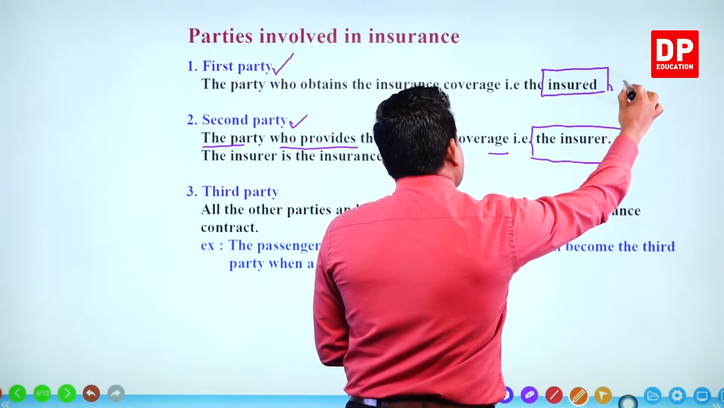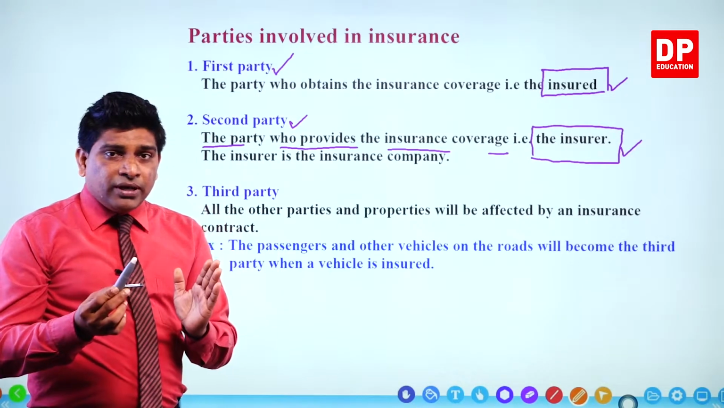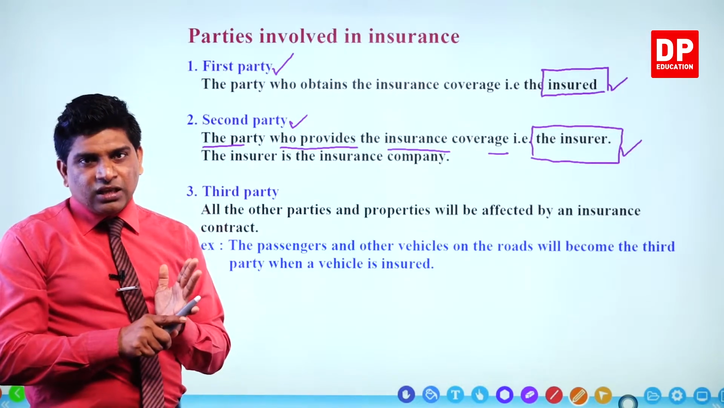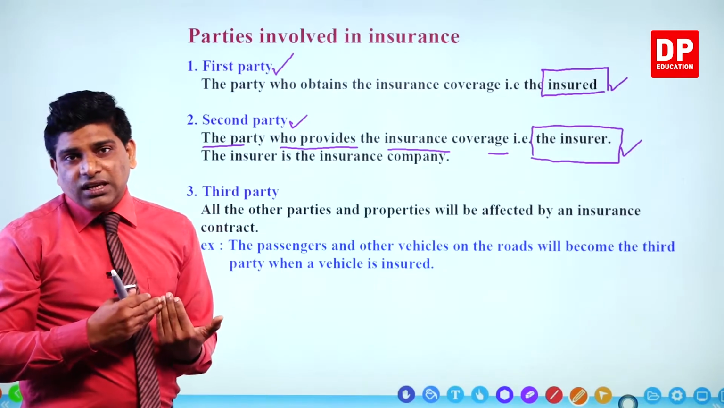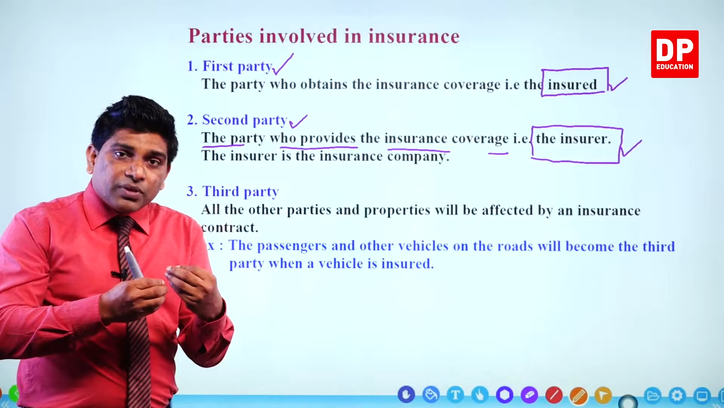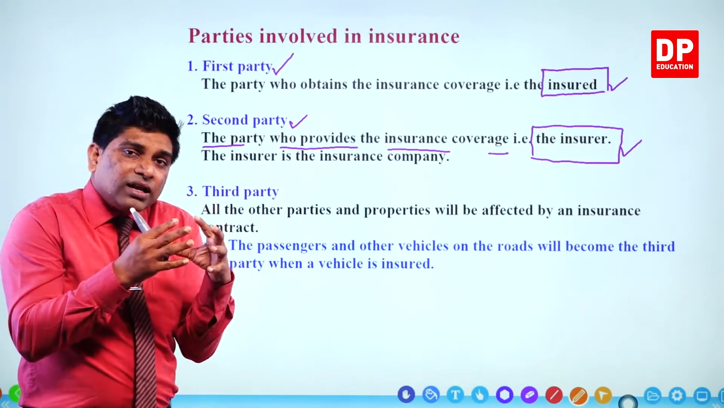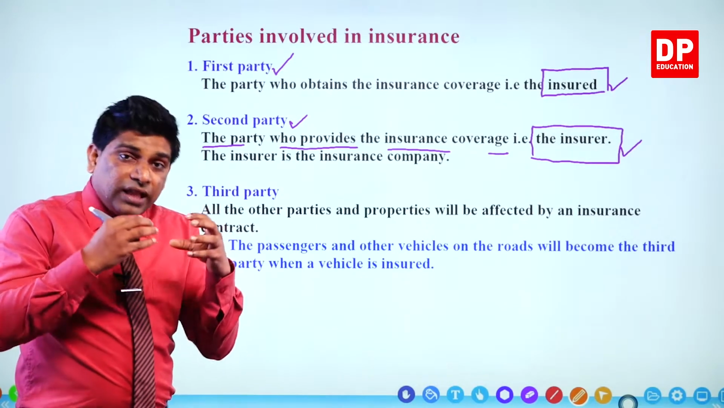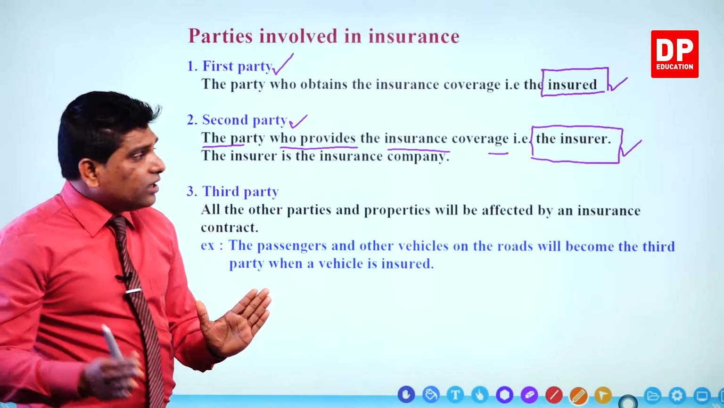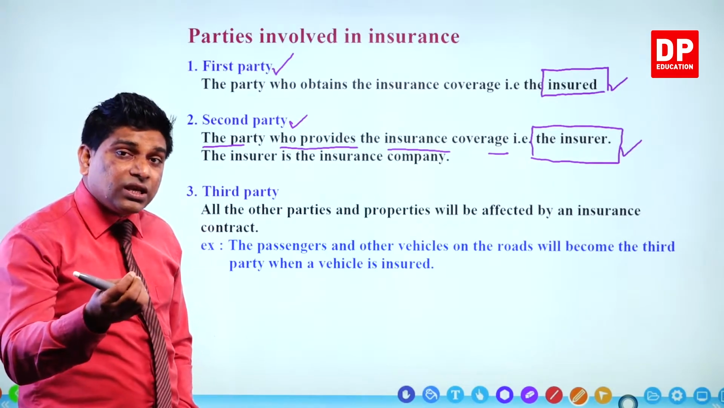First party is insured. Second party is insurer. Now, remember, Kamal wants to get an insurance policy for his life. Then Kamal is insured, the first party. From where does Kamal get the insurance policy? From a certain insurance company. The insurance company provides insurance policies for people and for properties. Kamal can select an insurance company, and that company will provide the insurance policy to Kamal. Then the first party is Kamal, the insured. The second party is the insurance company that provides insurance policies to the people.